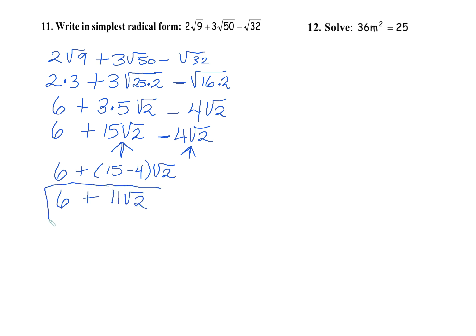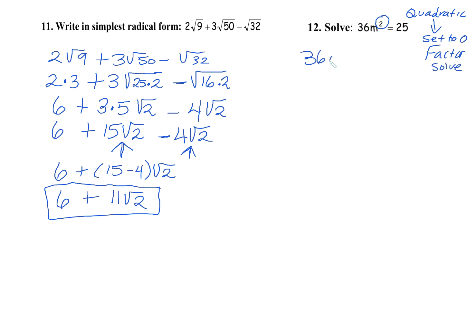And that's your answer. Okay, here we have to solve, and I have 36m squared equals 25. Now when you see the 2 right here, that clues you in that you have a quadratic equation. And once you have a quadratic equation, remember your steps. You must set to 0. Then you factor. And then you solve.